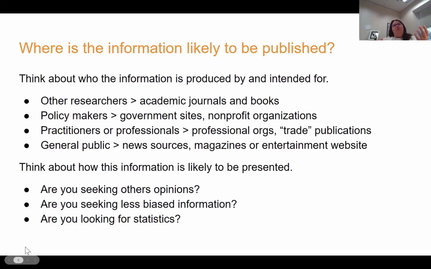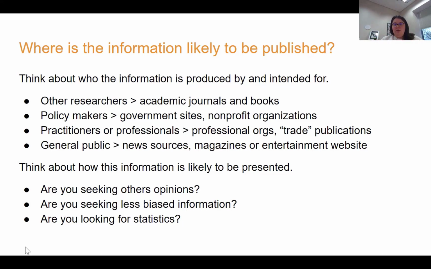Once you figure out what level of evidence you need, what types of things you need to think about is who is going to be putting this out. Who is the information produced by, and also who is the audience that it is intended for. So if you're a scientific researcher, whether that's in education or chemistry, or even a history researcher, you're most likely going to be producing for other researchers, maybe the general public. And in that case, you're going to be publishing that information in academic journals, maybe books, depending again on what your field is.